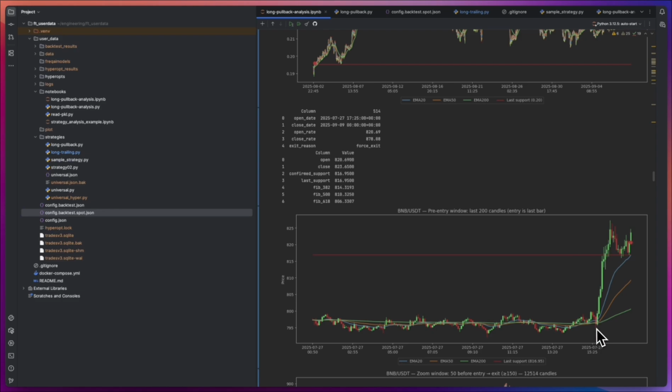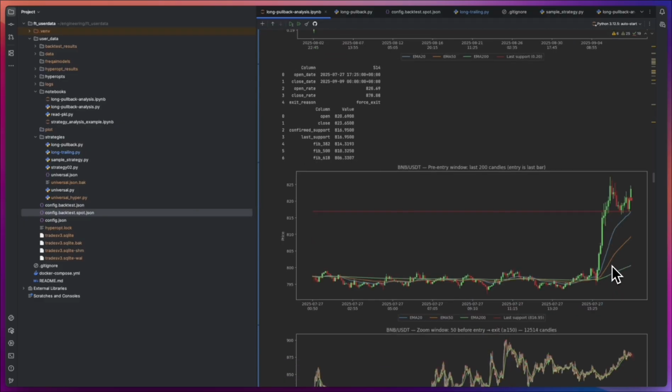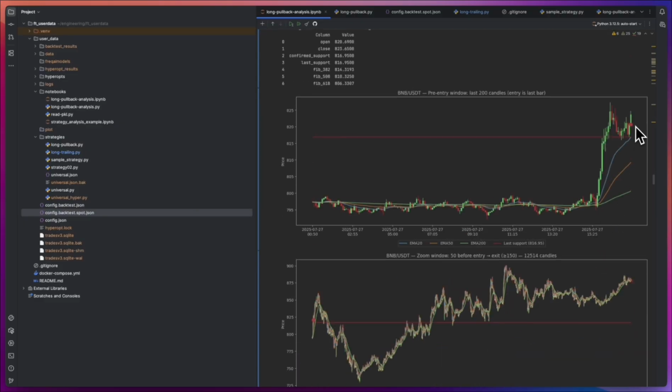But again, this one is not the case for the long pullback strategy, because this spike will be handled by our long trailing strategy. I will profit here. So I don't have any idea why this spike was not captured. But this entry doesn't make sense to me because there's no pullback.